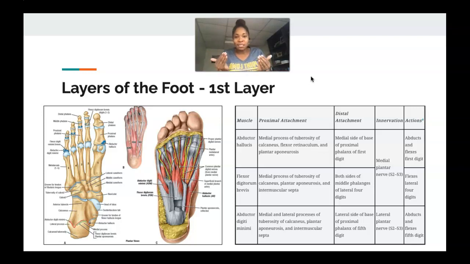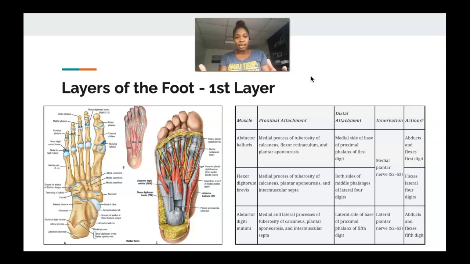They provide the stability to those 26 bones that we have in the foot, right? And if they get injured, then we have a foot that becomes extremely mobile, right? Hypermobile, which isn't always a good thing.